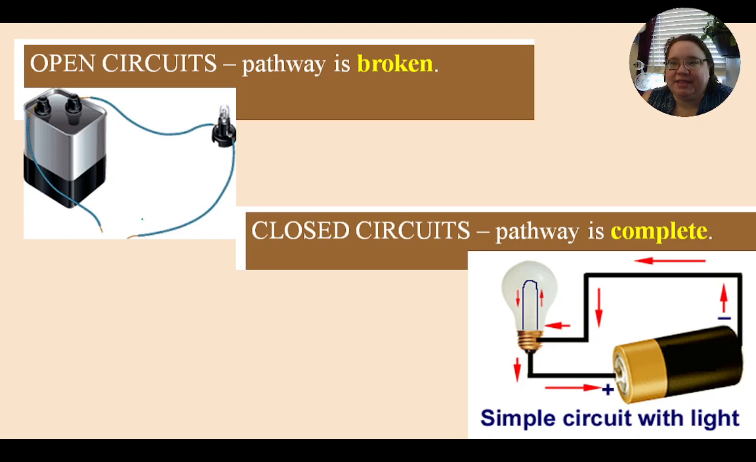So notice in the top picture, my wire is broken right here. There's no way for the electrons to get from one place to the other. This is an open circuit. My pathway is broken. Closed, we have connected or replaced that wire. So now we actually have the connection from the battery to the wire. It is interesting to note that my current is flowing from the negative side to the positive side of the battery.